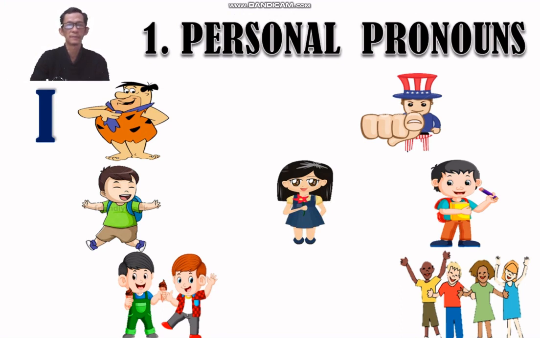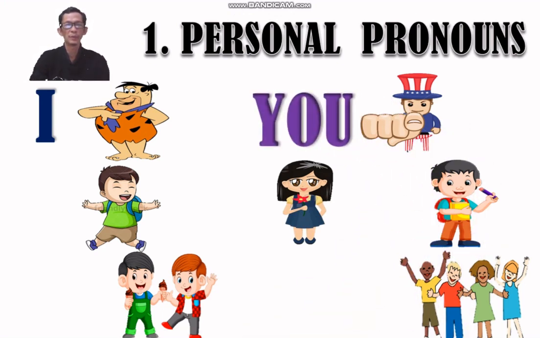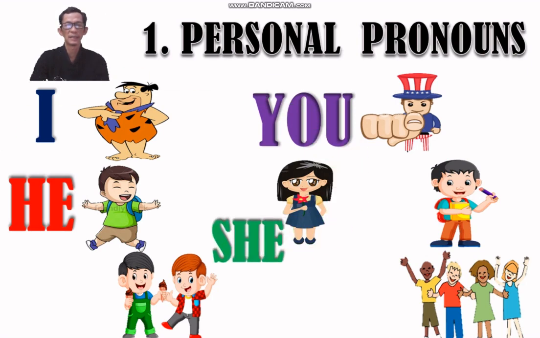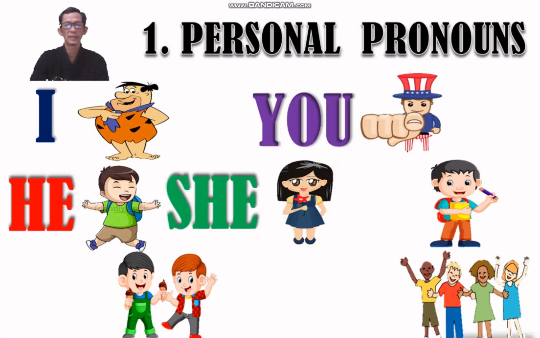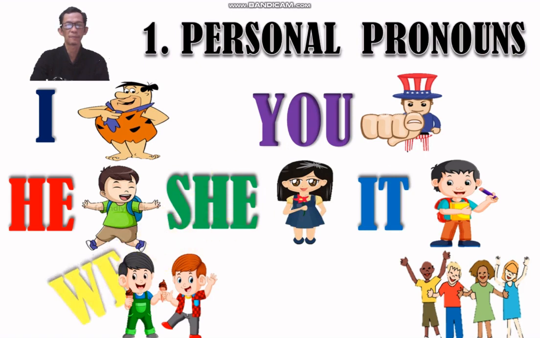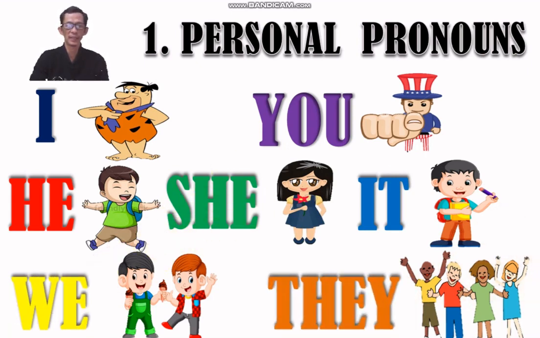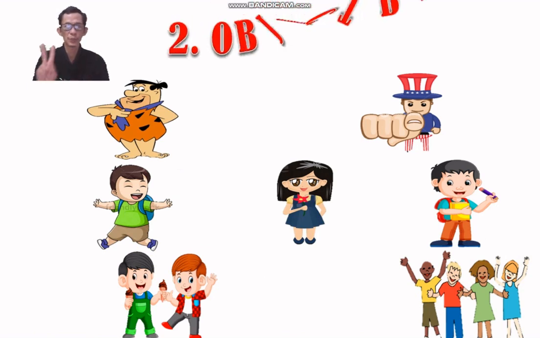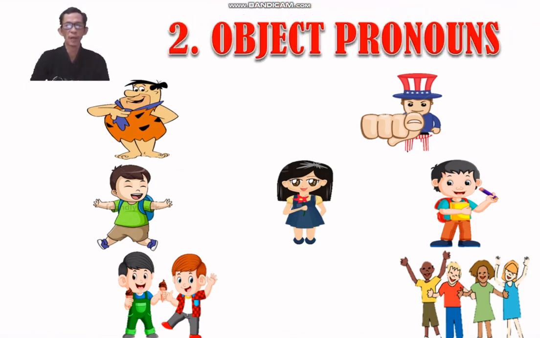Number one, personal pronouns. Personal pronouns consist of I, you, he, she, it, we, and they. Number two, object pronouns.